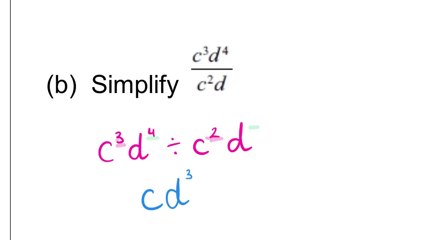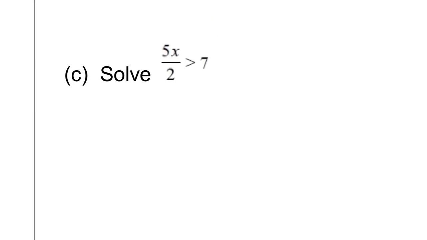Nice and easy. Then, inequalities. So we've got to solve this. So 5x divided by 2 is greater than 7.